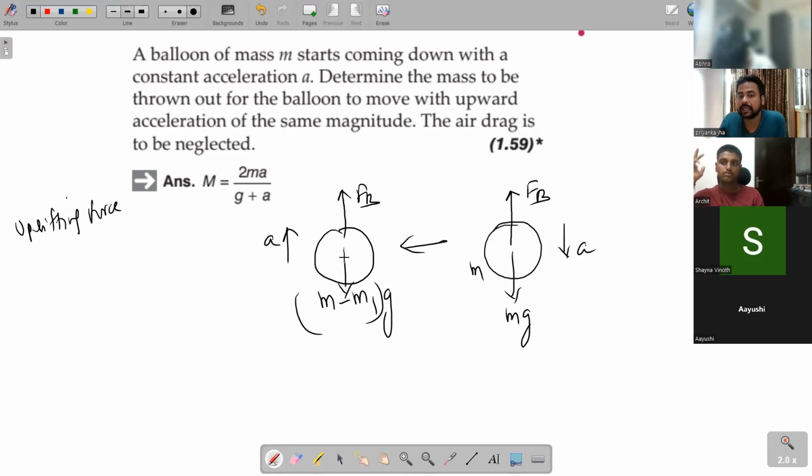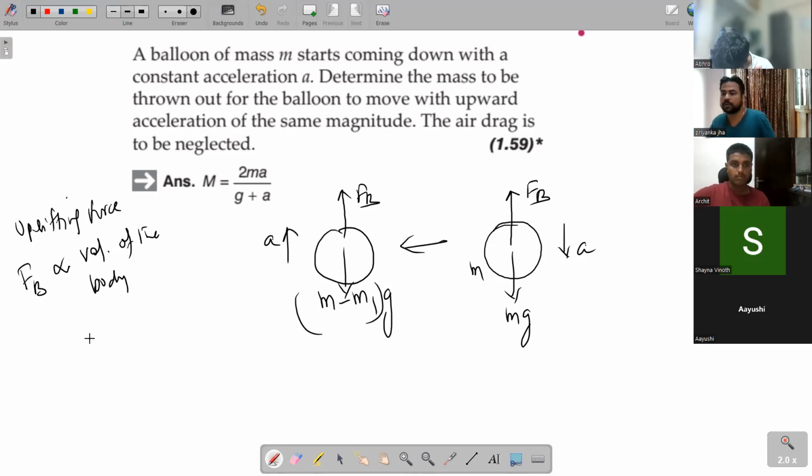Now this buoyancy force is taking the balloon up. You can see that here also FB and here also FB, meaning the buoyancy force will be the same in both cases, because buoyancy force depends on the volume of the body, not on the mass of the body. Buoyancy force is directly proportional to the volume of the body. One minute.